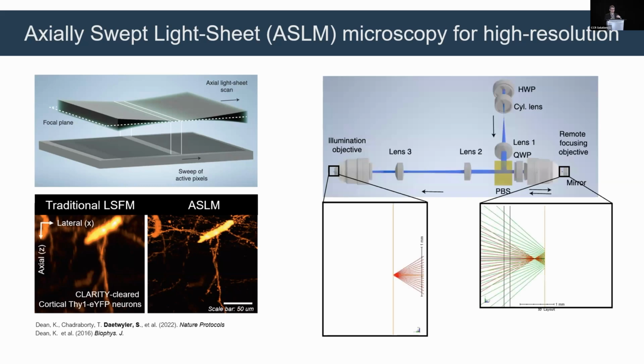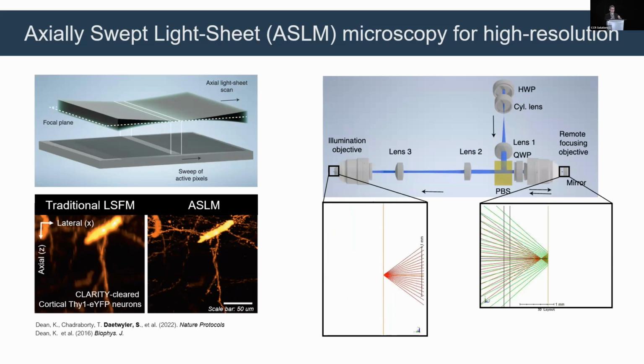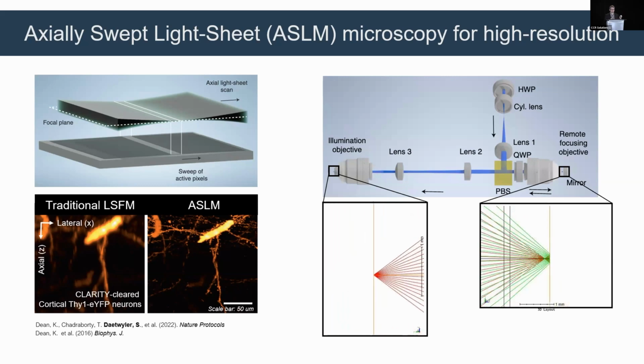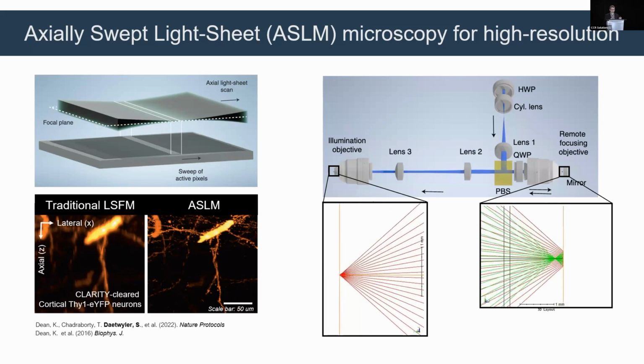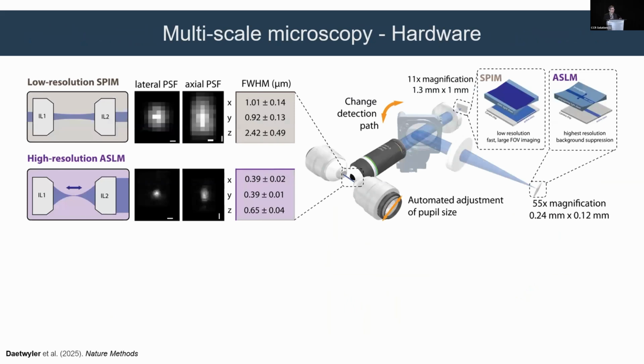And just to give you a more intuitive understanding of how we achieve this in terms of hardware, as I play this movie, you basically see how we can move a remote mirror back and forth, which then translates in our sample space with a pivoting of our ASLM, our thin light sheet. So what do we achieve now with this? We now have a microscope that can change the detection path and also change the modality.